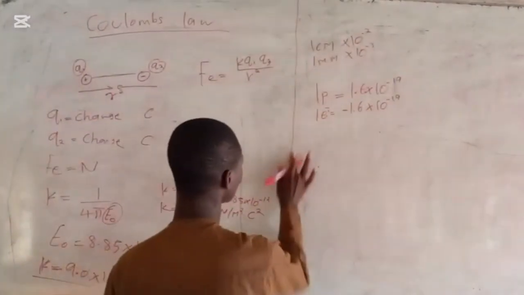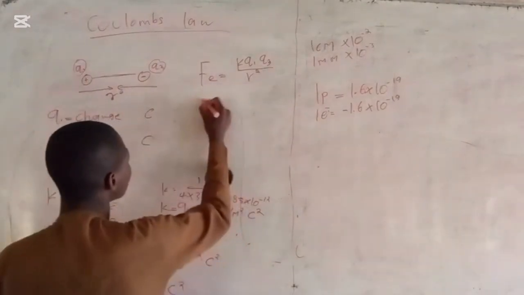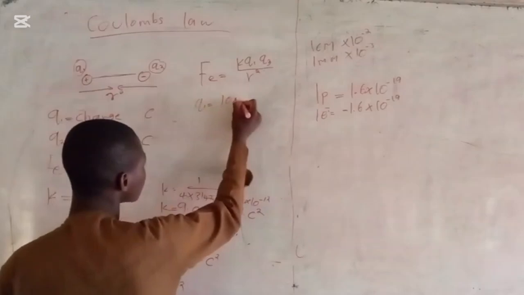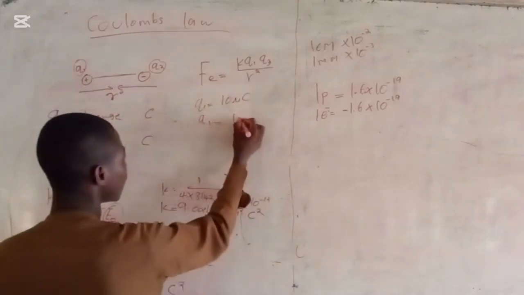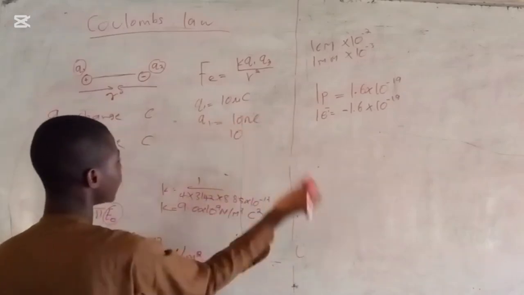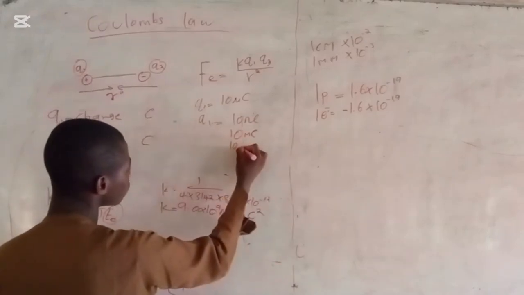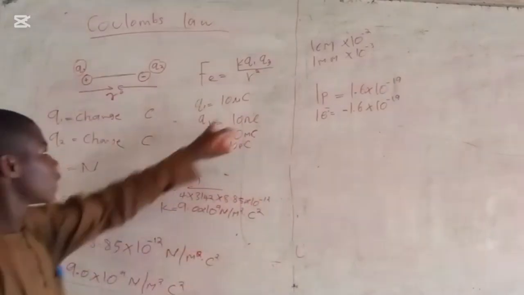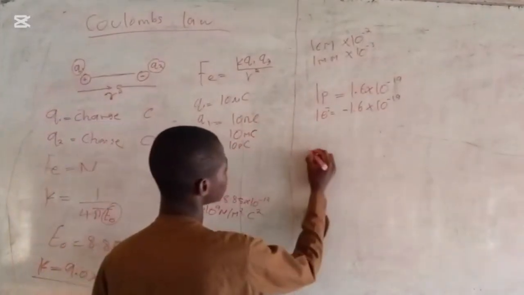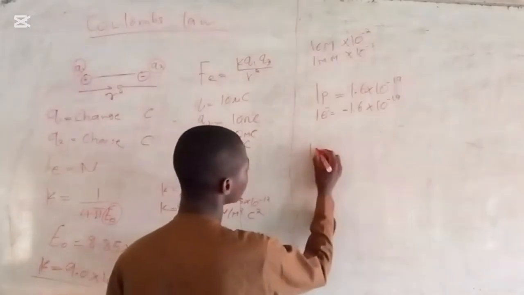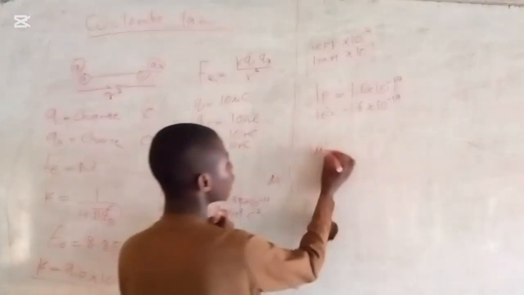If we are given a question where the charge is already given as 10 microcoulombs, or let's say another charge of 10 nanocoulombs, or 10 millicoulombs, and 10 picocoulombs, the values of micro, nano, milli, and pico are as follows. Whenever you see the sign mu, it's microcoulombs.